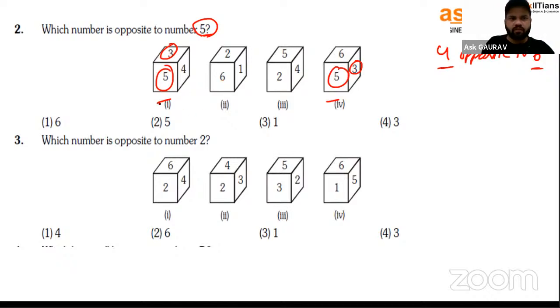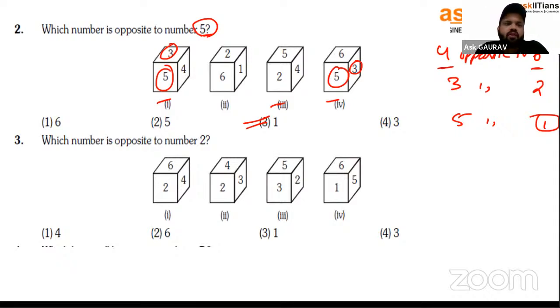See, observe the first option and the third option. 5 and 4 are common. So 3 will be opposite to 2. What is the rest? 5 will be opposite to 1. So which option? Option 3 will be right. Is that clear or not? 1 will be opposite to 5, or 5 will be opposite to 1.